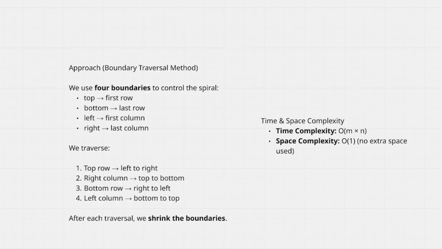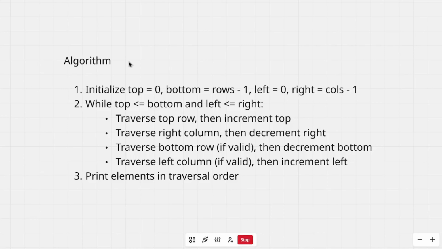So let's see the algorithm here. Initialize top equal to 0, bottom equal to row minus 1. For the top, this is row, right? And for bottom, we are declaring row minus 1. Then left equal to 0 and right equal to column minus 1. So if it is 0, this will be n minus 1, which is column minus 1.